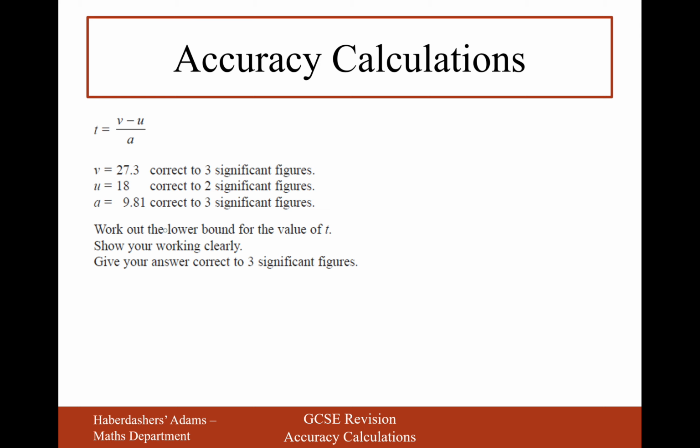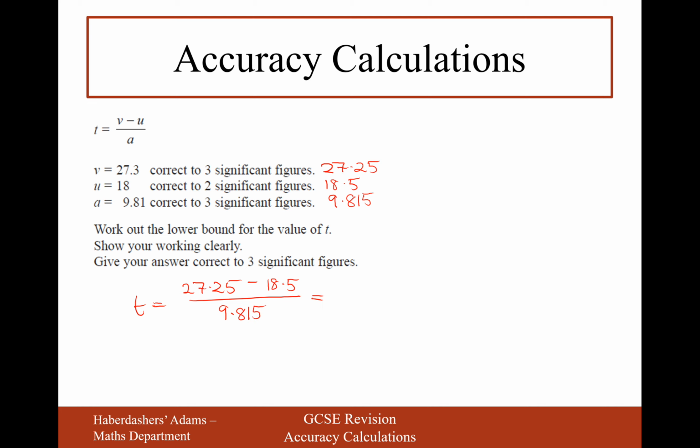Okay, so we're looking to find the lower bound of this calculation, so we want to start with as little as possible, 27.25. We would like to then take away as much as possible, that would be 18.5. And then we're looking to divide by as much as possible as well, so we'll call it 9.815. So the calculation is going to be t equals 27.25 minus 18.5 divided by 9.815, and grab your calculator.